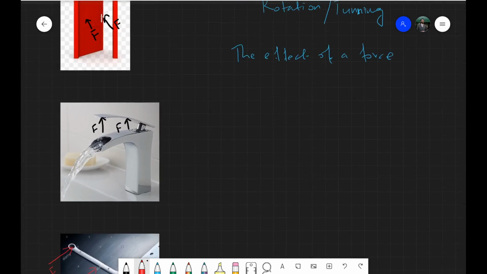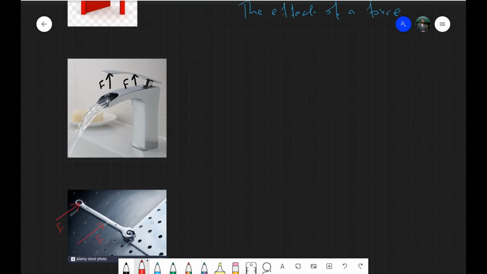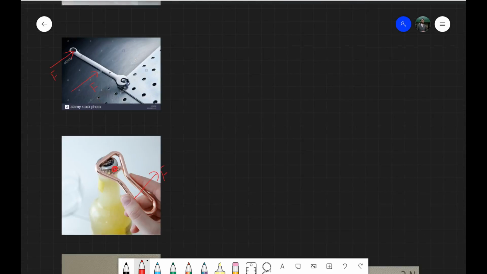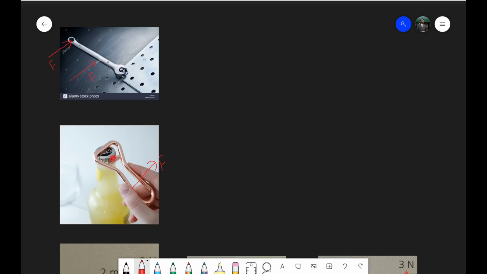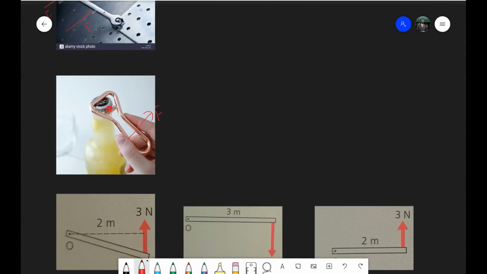So in order to get a greater turning effect, to make the rotation easier, you move the force further away from the center of rotation or the pivot.